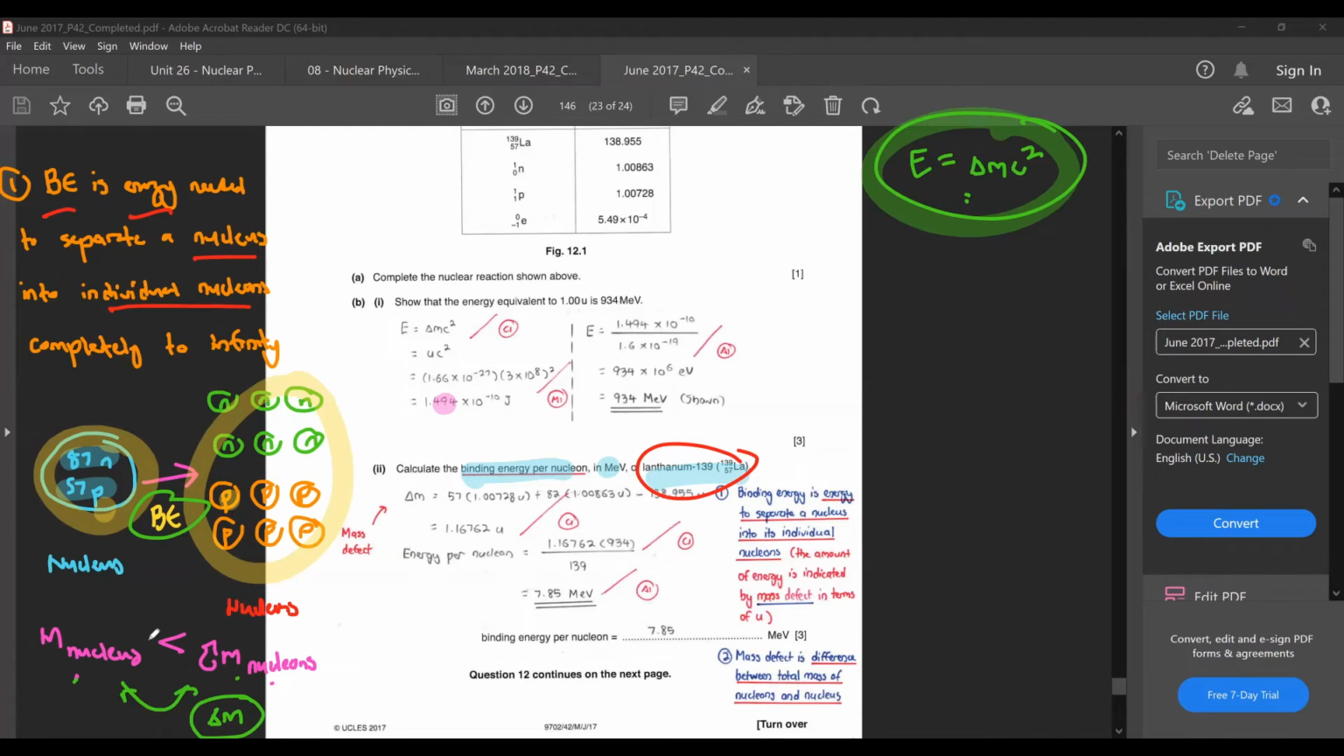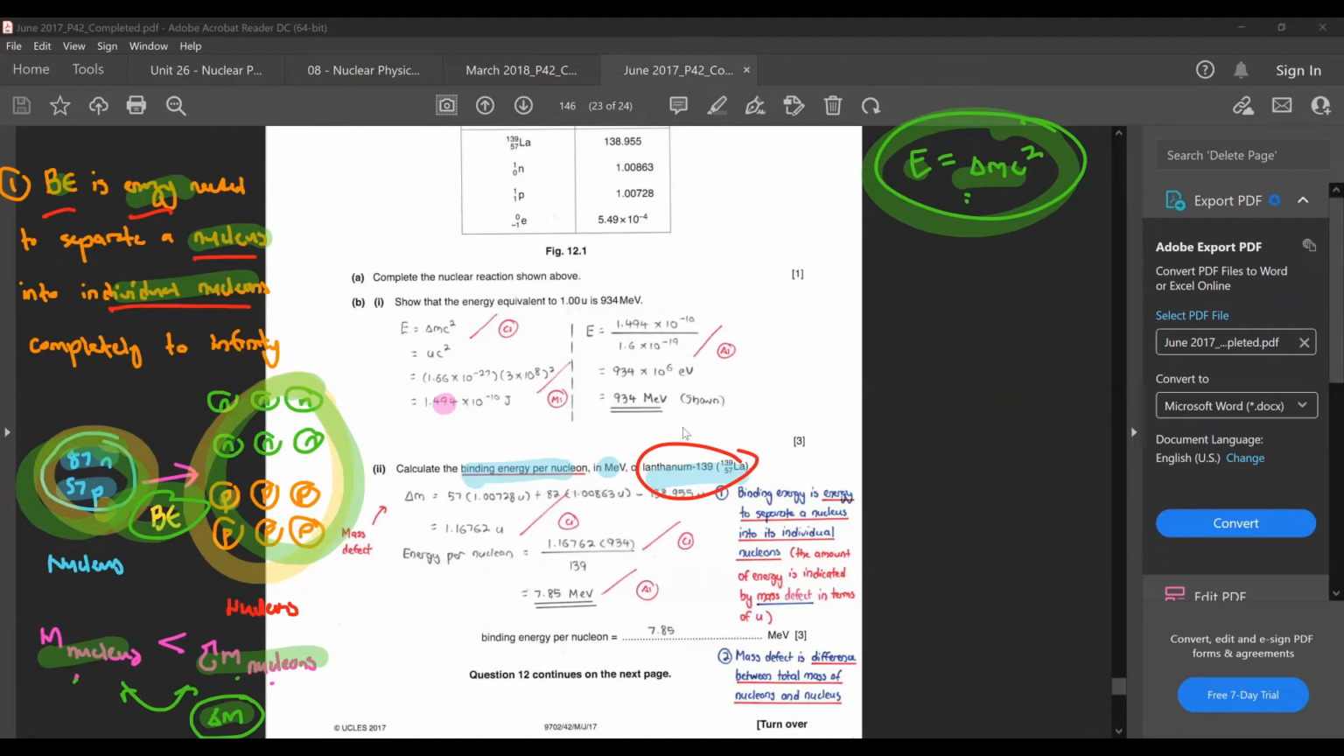All right, so when you are separating your nucleus into individual nucleons, there's actually a difference in the mass when you compare the mass of the nucleus and the total mass of the nucleons. You take the mass defect, multiply with the speed of light squared, and you're able to find the energy. That energy happens to be your binding energy, because by definition, binding energy is the energy you use to separate a nucleus completely into individual nucleons to infinity. Okay, so far so good with that.